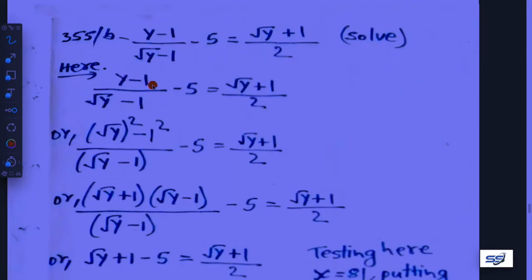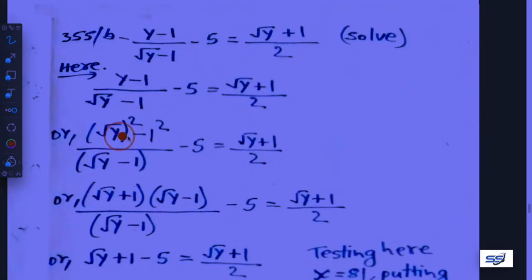Here, y minus 1 upon root y minus 1, minus 5, whole, equals root y plus 1, whole upon 2. Now this is our question. Same thing written as it is here. Here, as the equal sign comes in the middle, the left side comes first. Here, root y whole square minus 1 square, whole upon root y minus 1 minus 5 equals root y plus 1 whole upon 2.